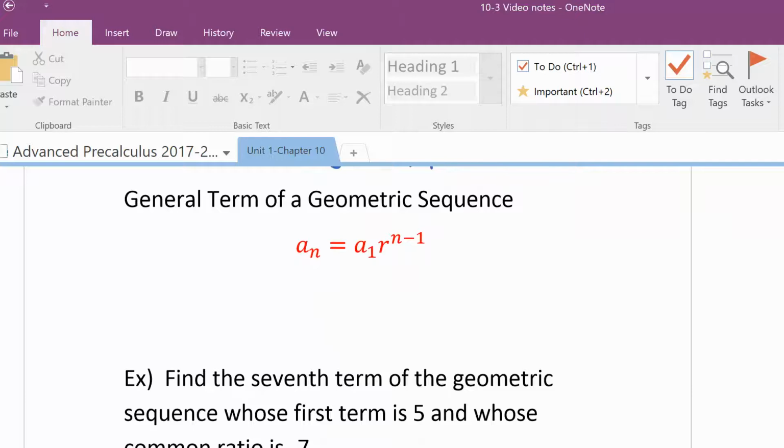To find any term of the geometric sequence, you can take the first term and multiply it by the ratio to the n-1 power, because that's how many times you're going to multiply by the ratio to get whatever term you're looking for. So what you need are the first term, n is the number of terms, and r is the common ratio.